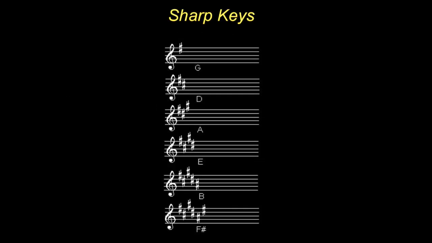Now let's look at the sharp keys. For sharp keys, the last sharp in the key signature leads you to the name of the key. That note is literally called the leading tone because it's the seventh note of the scale. Look at the last sharp sign in the key signature, then go up one more note.